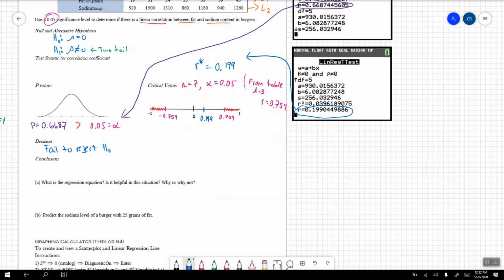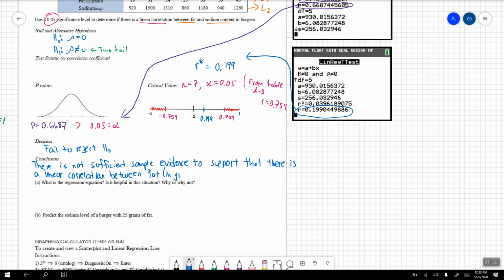All right, so conclusion. What is our final conclusion? Well, I'm going to say that there is not sufficient sample evidence to support that there is a linear correlation between fat in grams and sodium consumed.